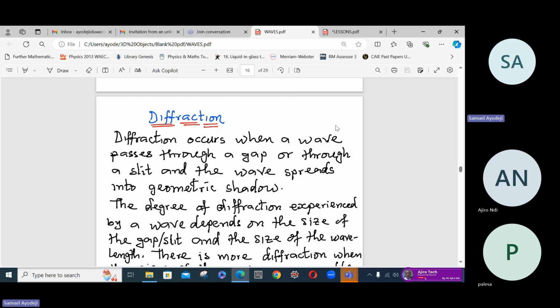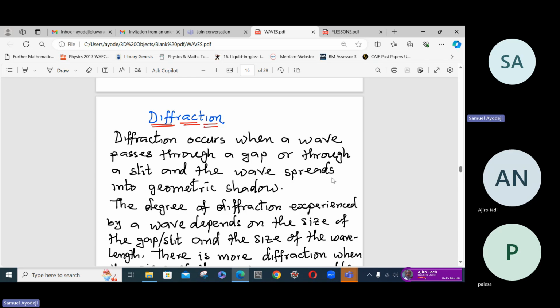Diffraction also occurs when a wave passes through a gap or through a slit and the wave spreads into the geometric shadow. So the key words here are, number one, a wave passes through a slit or a gap. That's one mark. Then the wave spreads. That's two marks.